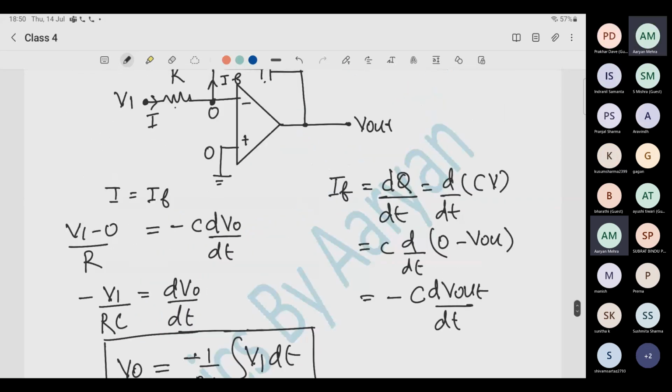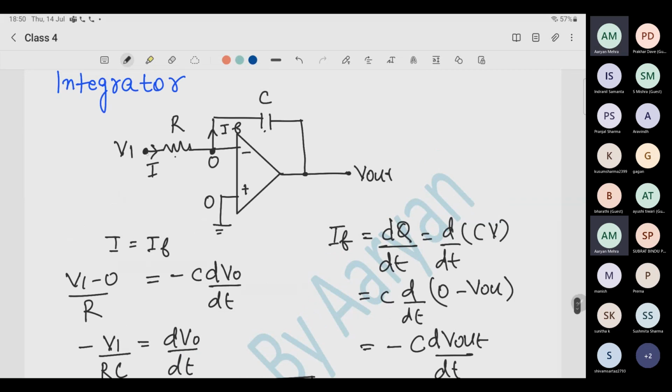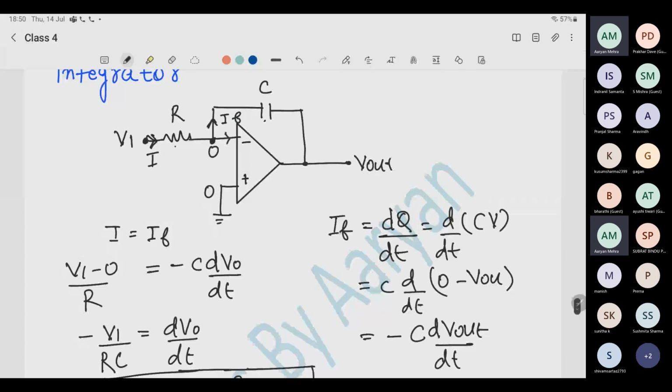Okay, this I can tell again. The input current is coming like this, and all that current goes to this feedback because no current can go here. So I is equal to IF. What is IF? IF is again dq by dt. And what is Q? It is CV. C is the capacitance of this capacitor, and V is the voltage across this capacitor. What is the voltage across this capacitor? It is 0 minus V output.